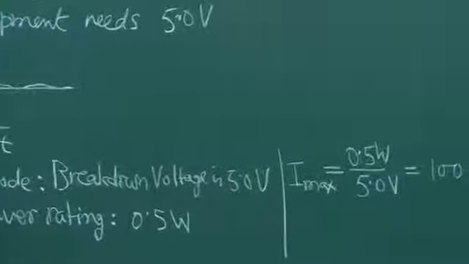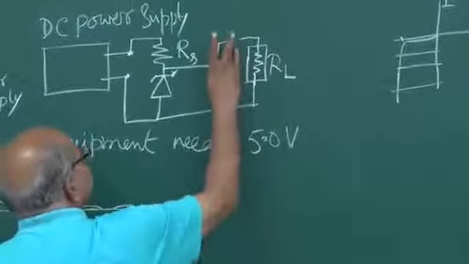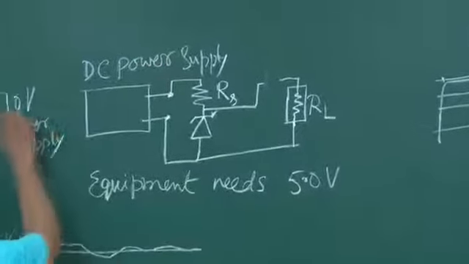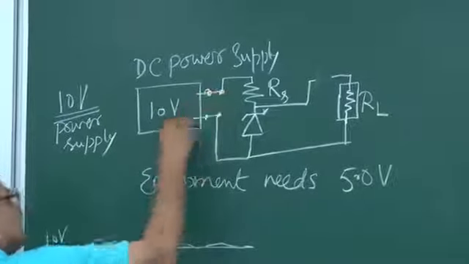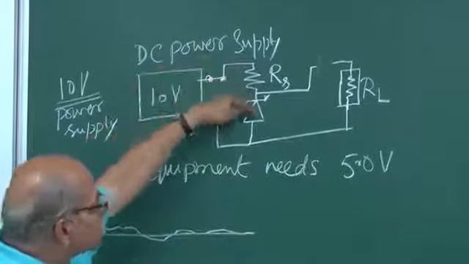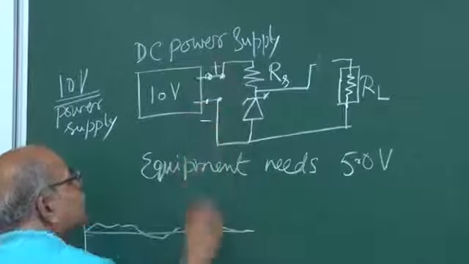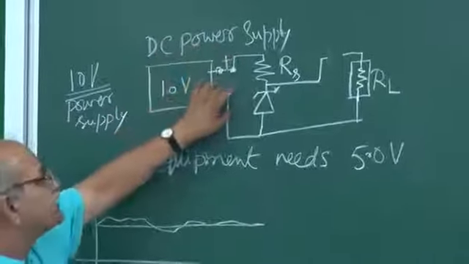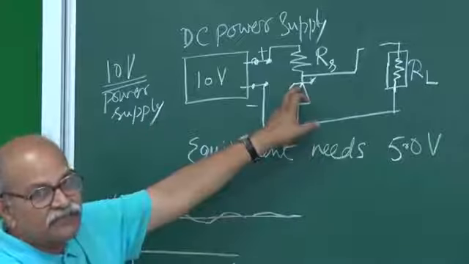To start with, let us say there is no load. So let me break this. Suppose it's just RS and the Zener. And suppose this is 10 volts. It is giving me 10 volts. Fluctuation is there, but 10 volts here. And your circuit is just this. Remember, this side is plus and this side is minus. This is a DC power supply, so one side is positive, one side is negative, and then it is reverse bias.